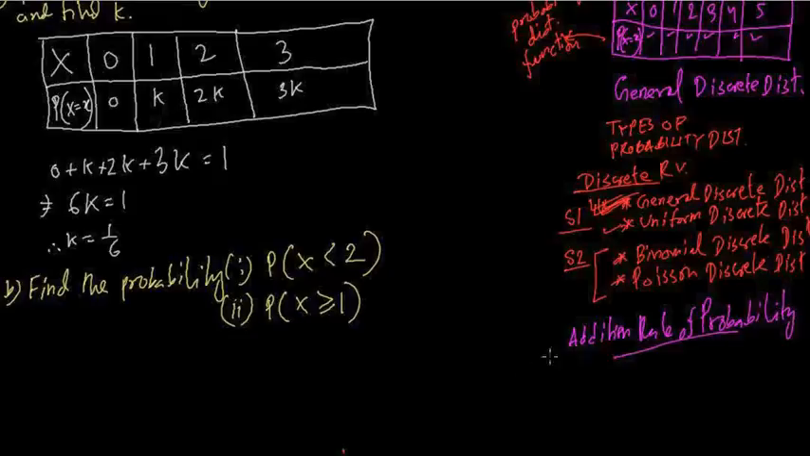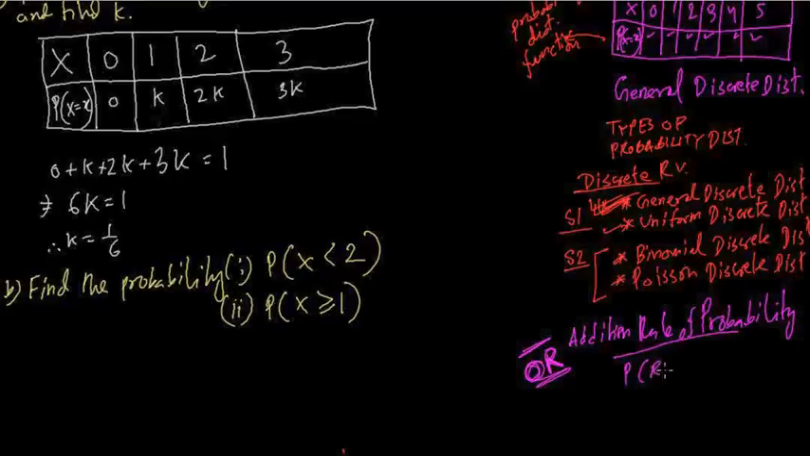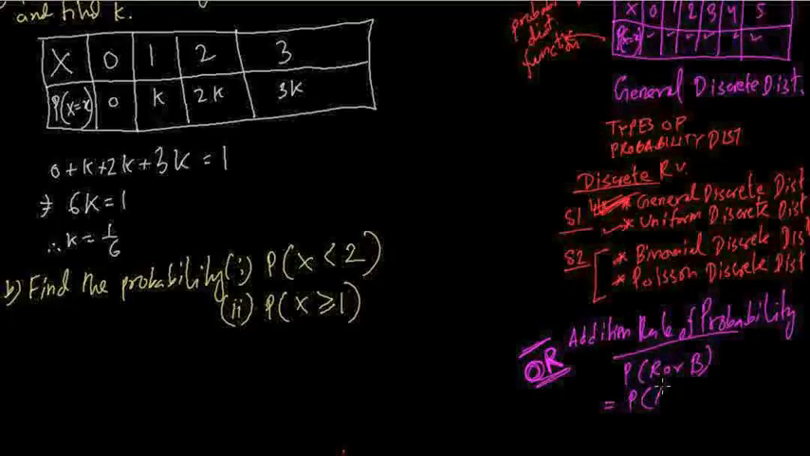So whenever you have an OR situation, for example, the probability can be less than 2. Less than 2 can be 1 or 0. Greater than or equal to 1 can be 1 or 2 or 3. Remember, this is discrete. They are separate and distinct values. So whenever you have this, you just add up the probability. So for example, if you have the probability of having red or blue, it will be the probability of red added with the probability of blue.